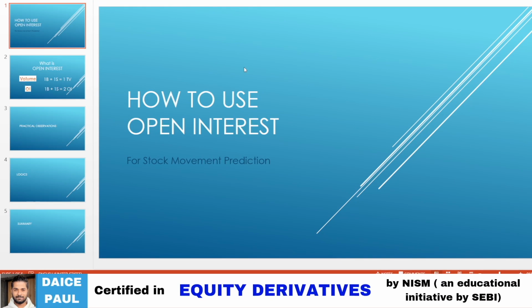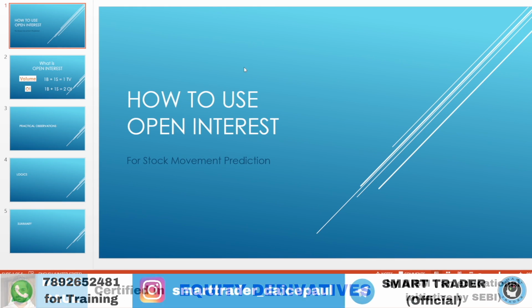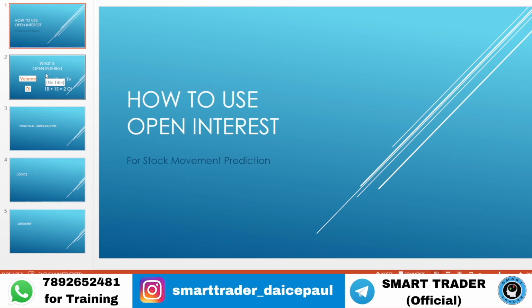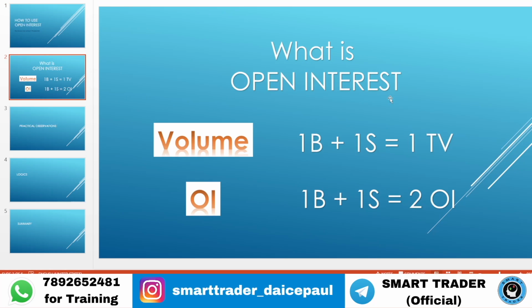Alright guys, these are the slides I have created to explain. I have planned it in such a way that even a beginner who doesn't understand what open interest is will know what it is, and then we will see what logics we can use. So first of all, what is open interest? A big question in your mind.